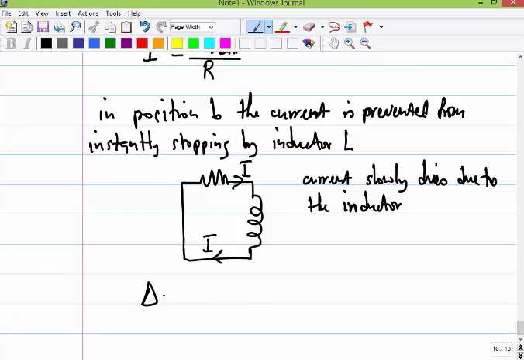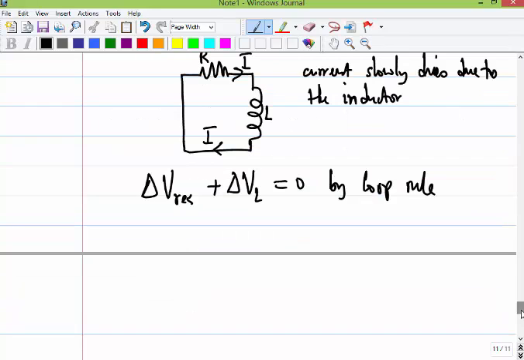The potential drop across the battery plus the potential drop across the resistor plus the potential drop across the inductor is equal to 0 by the loop rule. So we have the resistor R, inductor L, and the potential drop across the resistor is given by Ohm's law. So delta V R is equal to current times resistor, and delta V inductor is given by the EMF formula, which is L di dt.